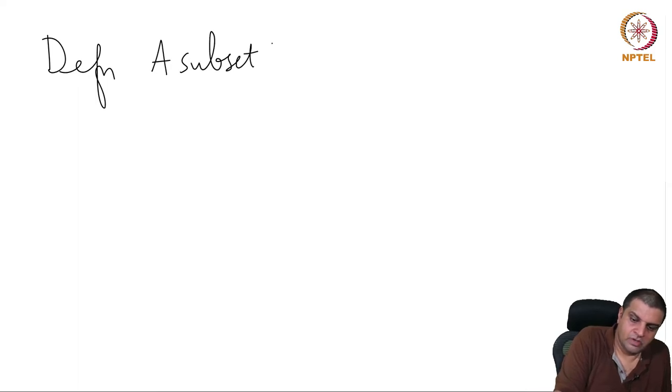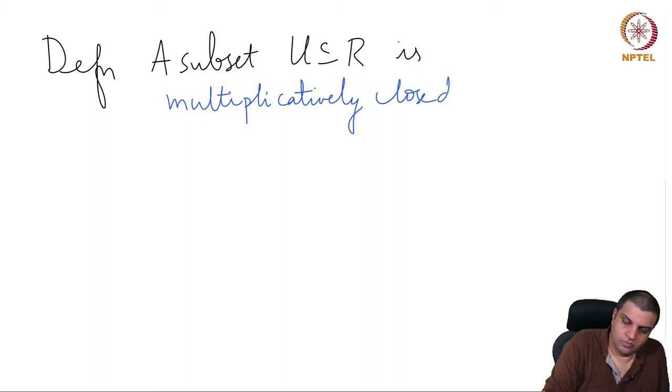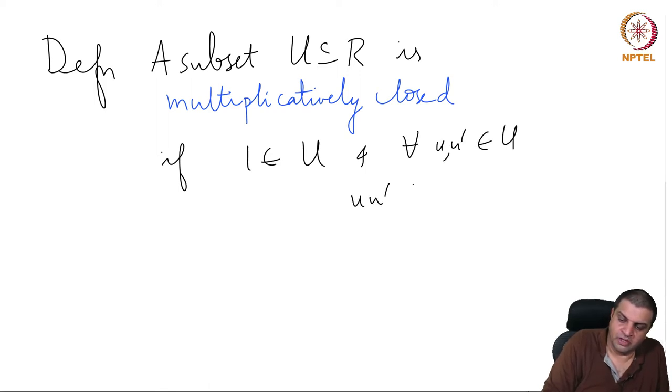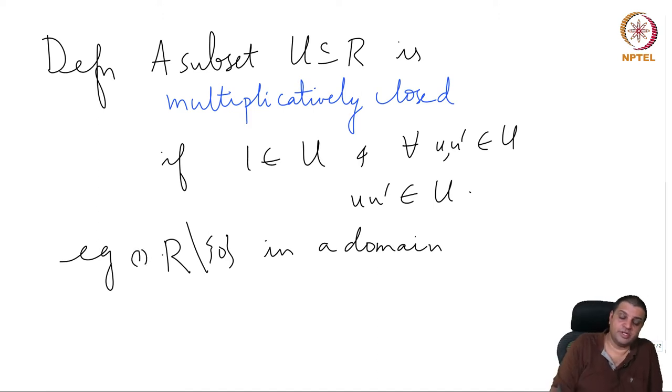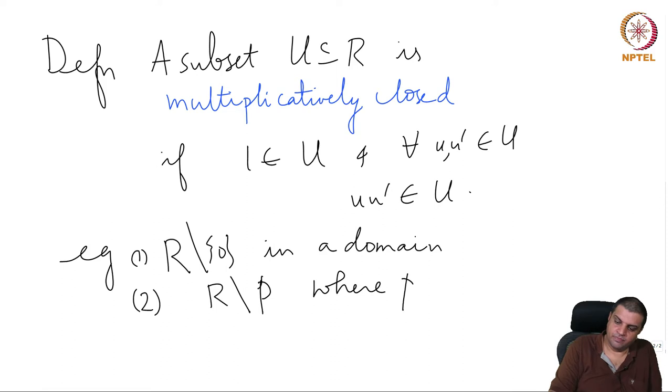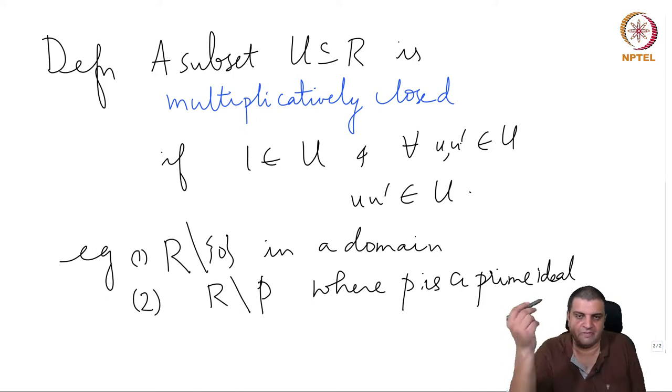A subset U of R, where R is a ring, is multiplicatively closed if 1 is inside U and for all u, u prime in U, the product u u prime is inside U. For example, one, the non-zero elements in a domain, for example the non-zero integers; two, this is a little bit of a special case of the second one, R minus P, where P is a prime ideal. By definition of P being a prime ideal, it is clear that if u and u prime are not in P, the product is not in P. And 1 is definitely not in P.